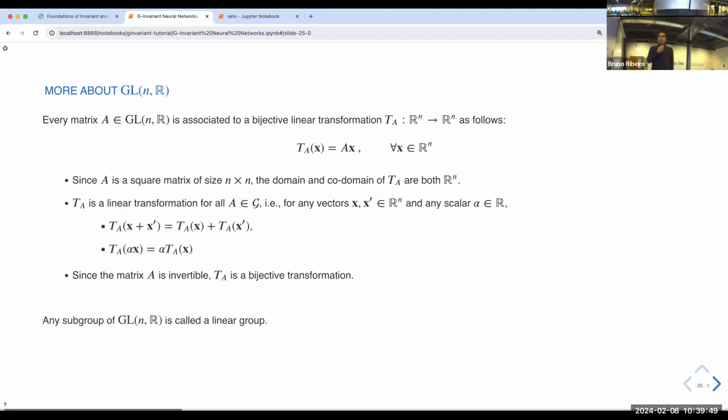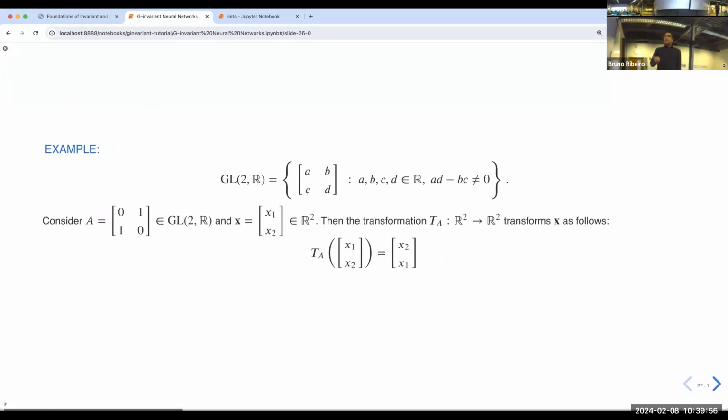So any subgroup of the general linear group is called a linear group. Let me give you an example. For instance, if you have this matrix here, the general linear group for two-dimensional real matrices needs to satisfy this constraint here. So any A, B, C, D that satisfy this are part of this group.